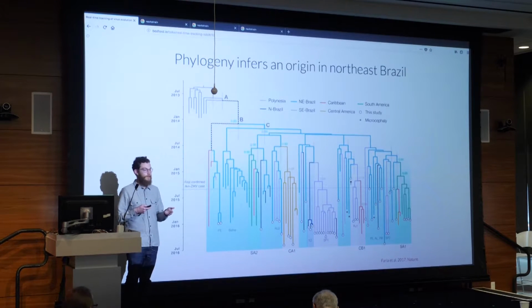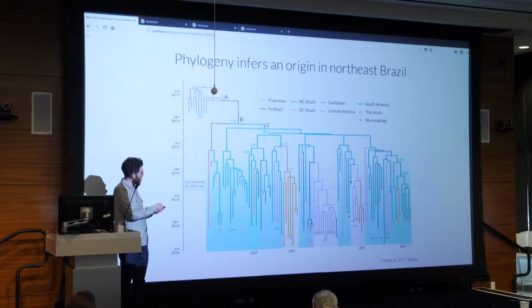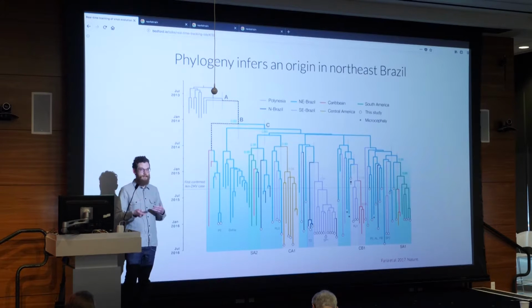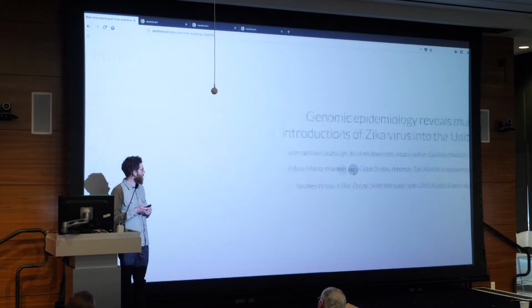And there was this huge amount of cryptic transmission. And by the time it was noticed to be circulating, it had already got into Central America, to the Caribbean, elsewhere in Brazil, and had really circulated widely. Okay, so that's the big picture thing.